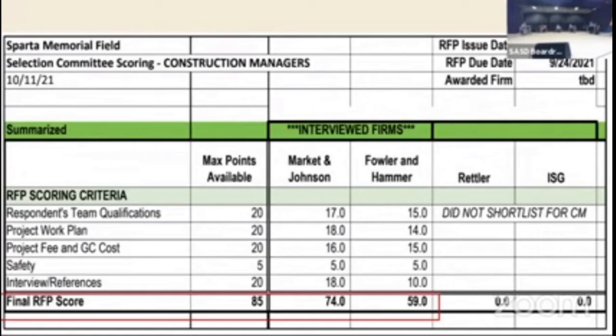So the clear winner overall was Market and Johnson, just in terms of their interview and their work plan. All of them were extremely adamant about a few things.